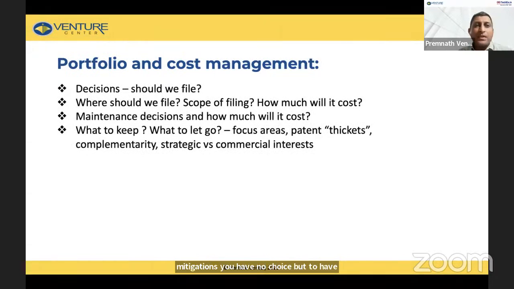Regarding portfolio and cost management, there are some important decisions to be taken to manage your portfolios and costs. I'm just going to be very brief.